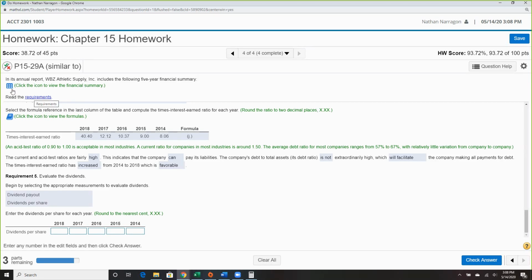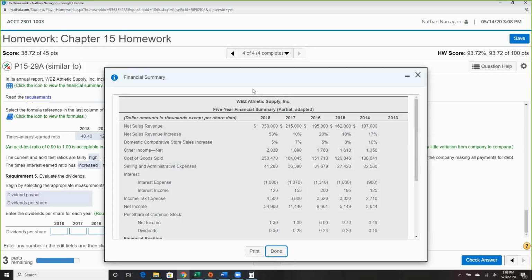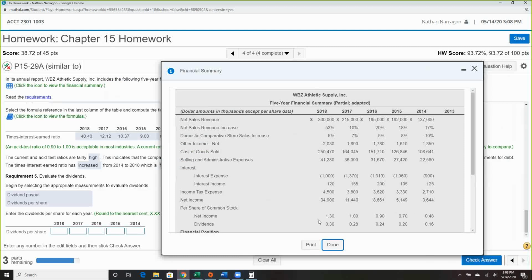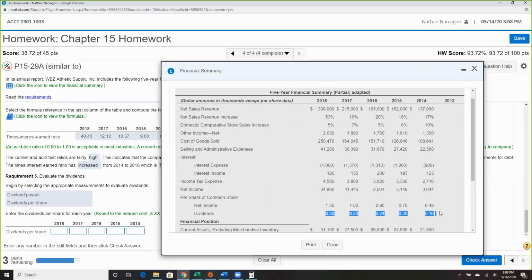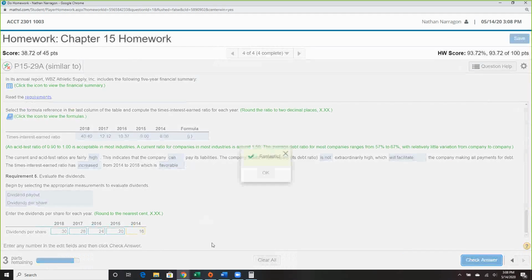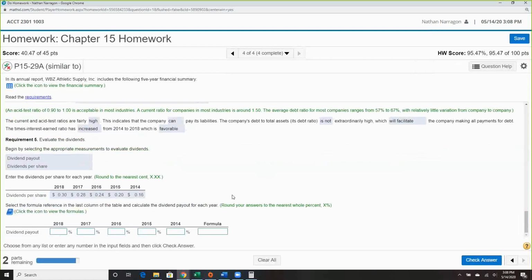Back to our balance sheet. Dividends per share. Basically a copy of this. So 30 cents. 0.28. 0.24. 0.20. And 0.16. I should have that done. Okay. Now it's dividends payout ratio.